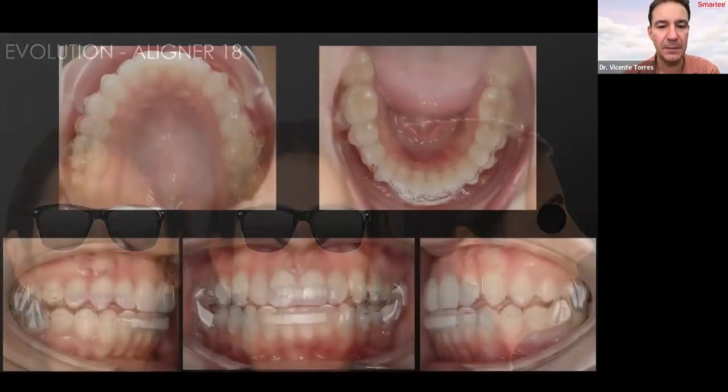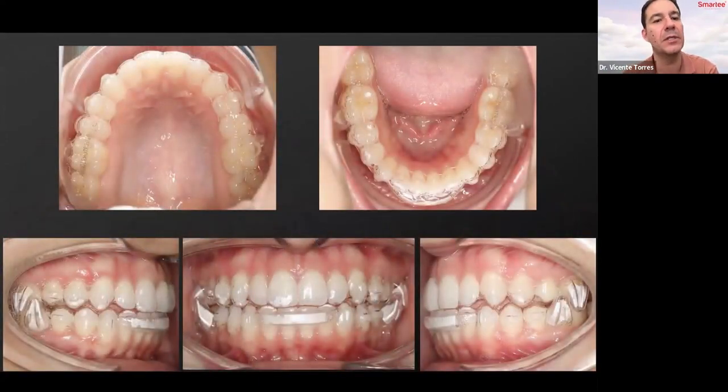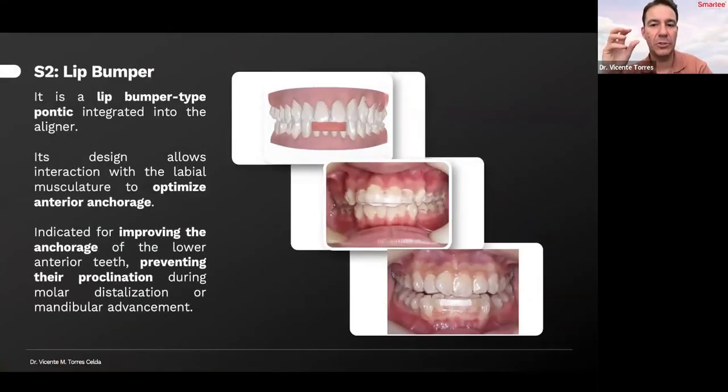This is the patient, aligner number 18. So you can see here the 3 devices: the HB, the lip bumper. And the lip bumper is a solution that you have in the Smartee. Of course, this is integrated in the aligner, and you can use it in both arches.